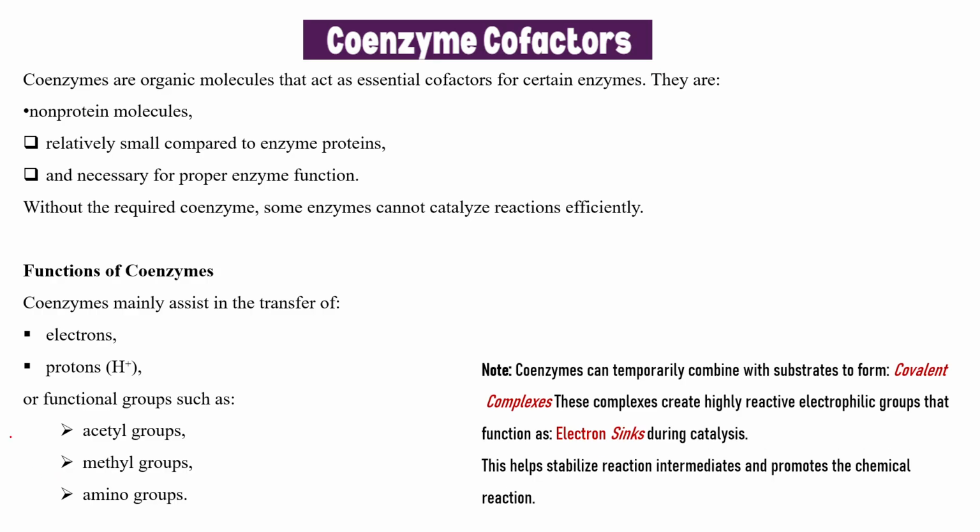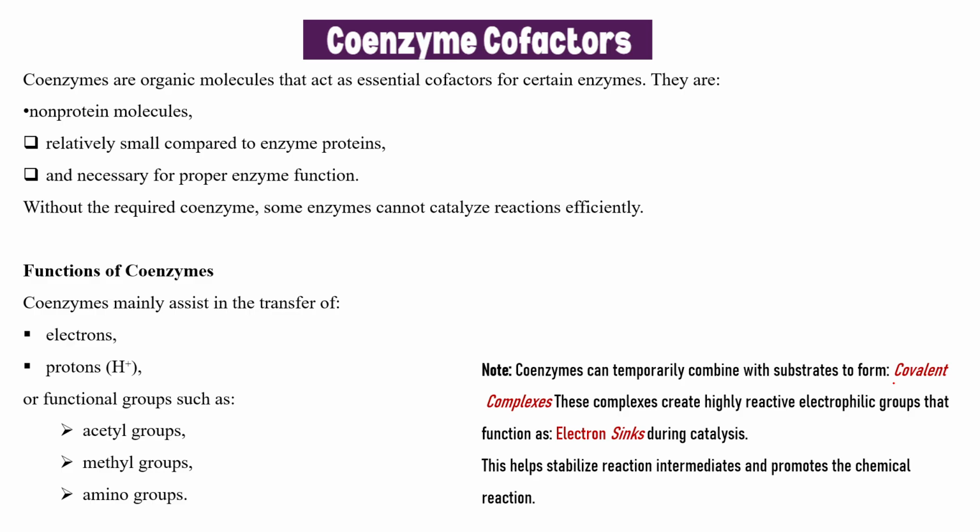So that explains what I've done here. Now, coenzymes can temporarily combine with substrates to form a covalent complex. When you have your coenzyme, it can actually bind to the active site. The kind of bond they form is a covalent transient bond, or covalent complexes. These complexes create highly reactive electrophilic groups that function as electron sinks.